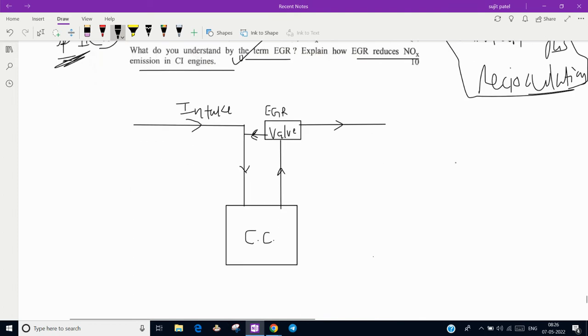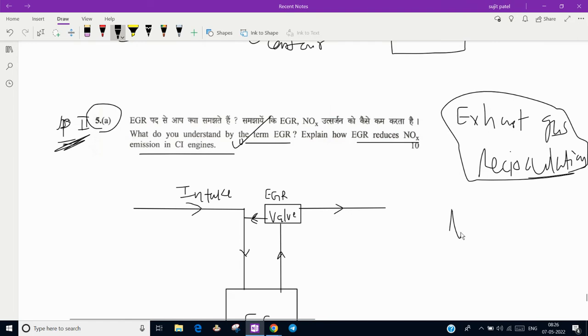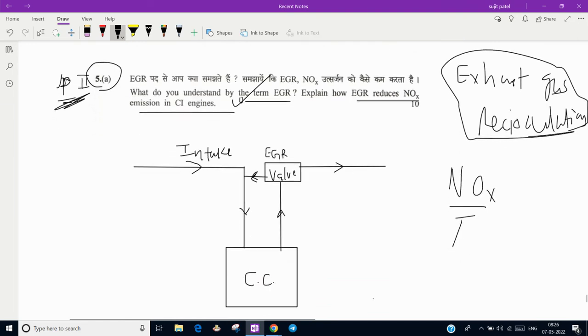CI means diesel engine. First of all, we have to understand what the favorable conditions for NOx formation in exhaust are. The two conditions are high temperature and excess oxygen, and these two are very common in diesel engine. Why? Because the compression ratio of a diesel engine is high compared to petrol, so the exhaust temperature is obviously high compared to petrol. So high temperature and excess oxygen. How is excess oxygen there?